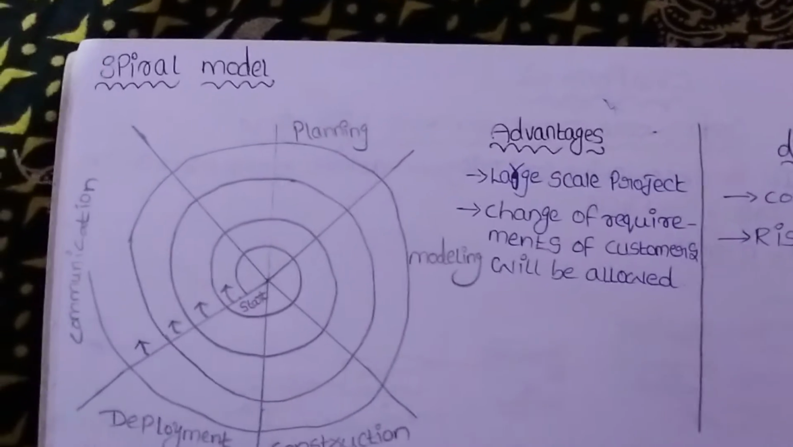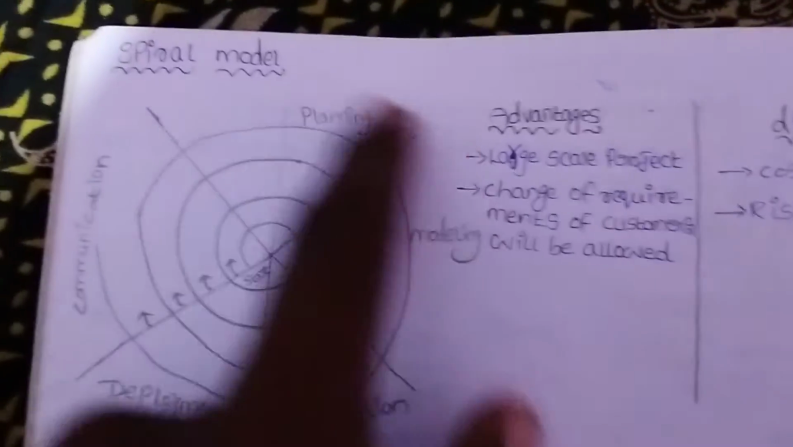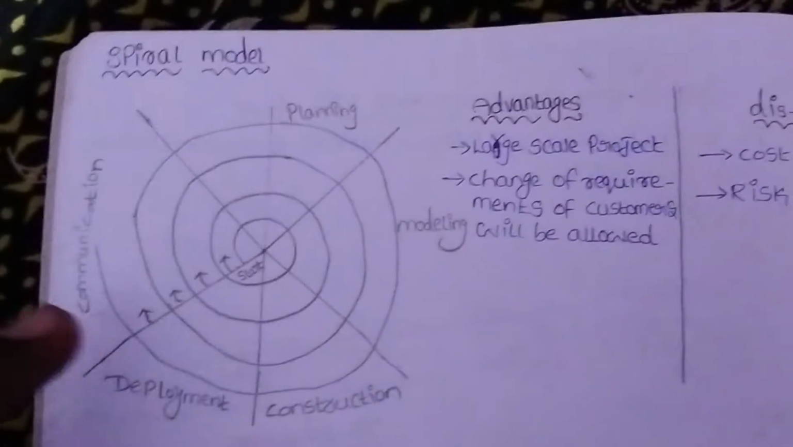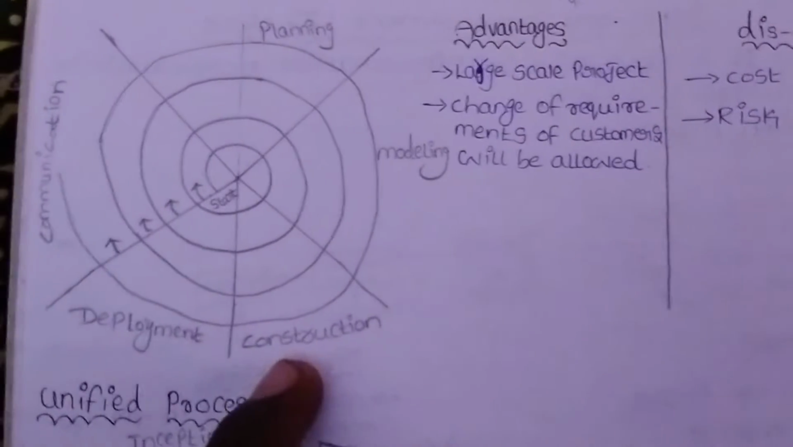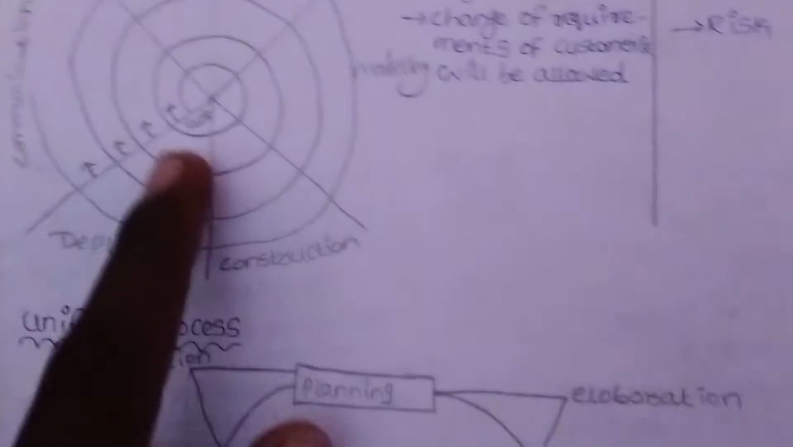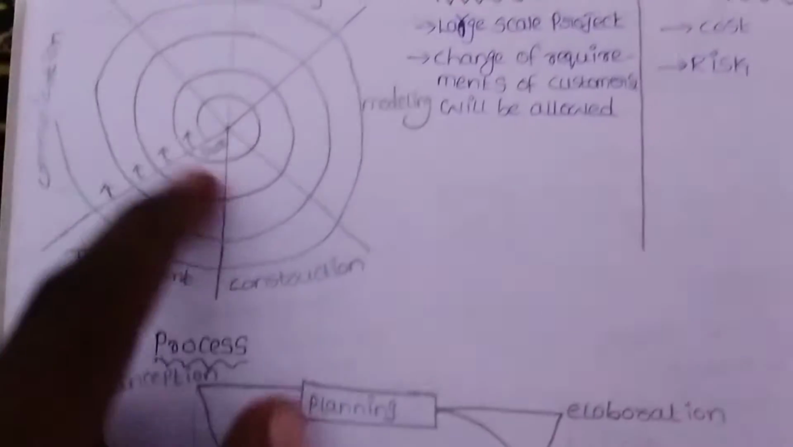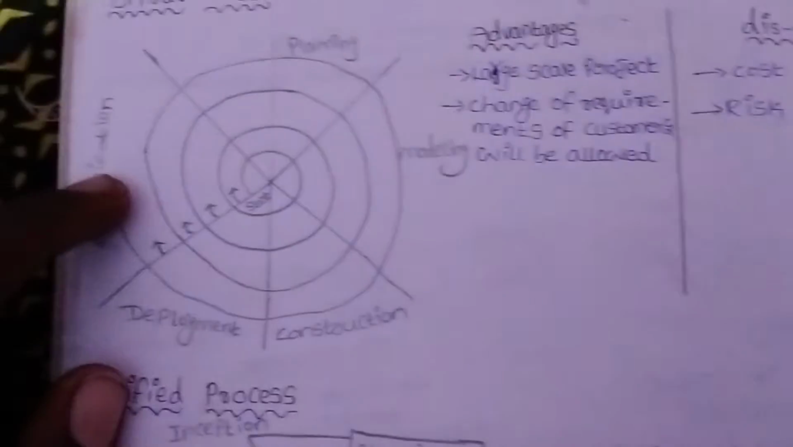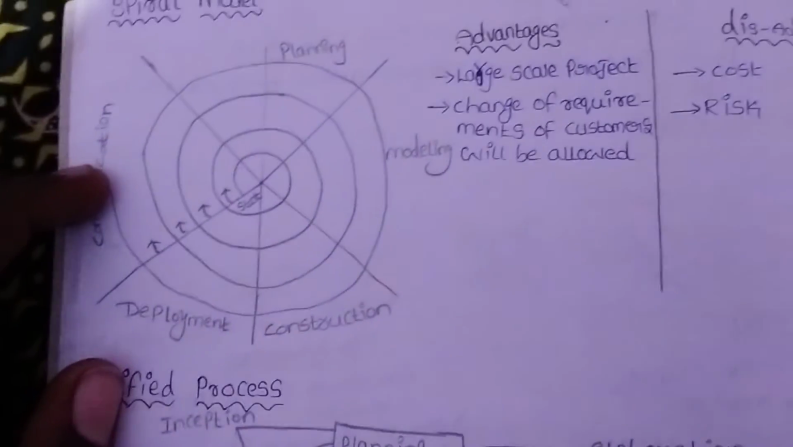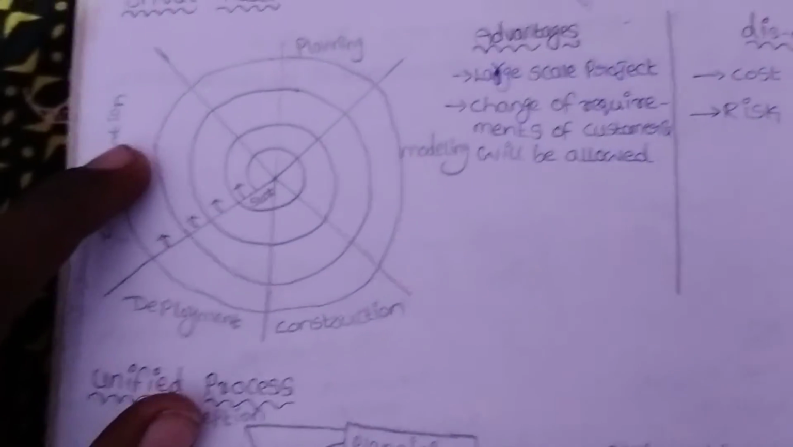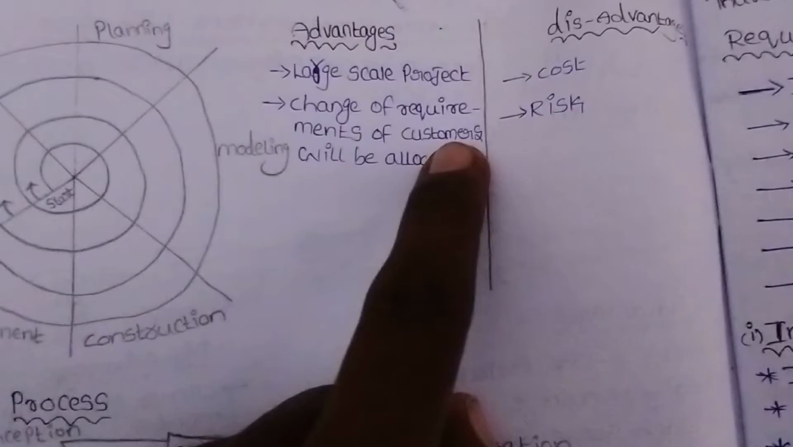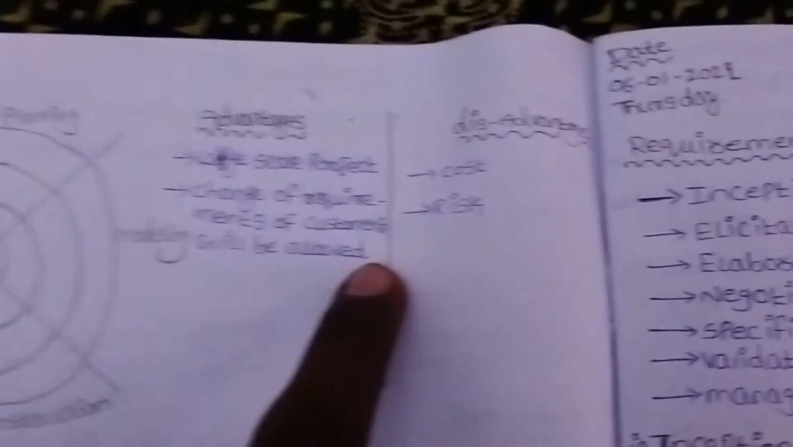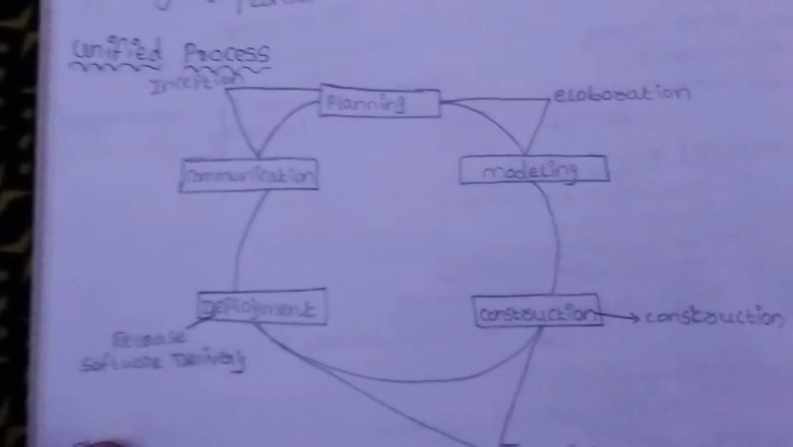And also we can see the spiral model. The spiral model is a rotation in a spiral, with one part communication, another planning, another modeling, another construction, and another deployment. We start the construction and rotate in the spiral model until the user is satisfied with the project. Advantages: suitable for large scale projects, and changes of requirements from customers are allowed. Disadvantages: cost, risk.